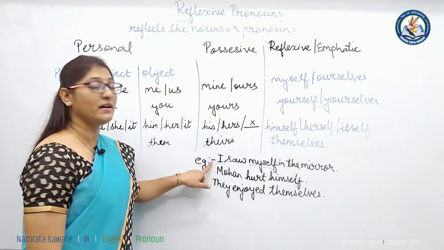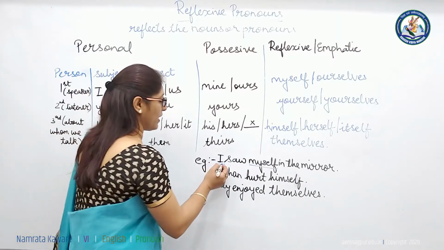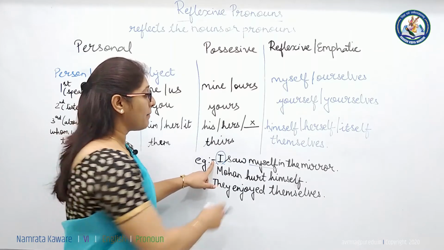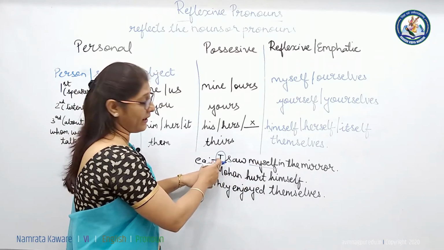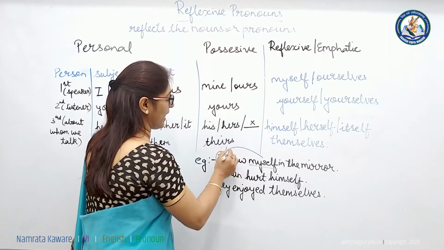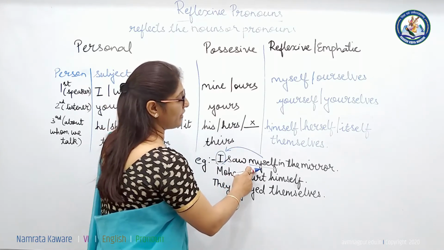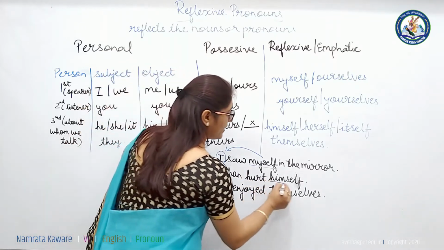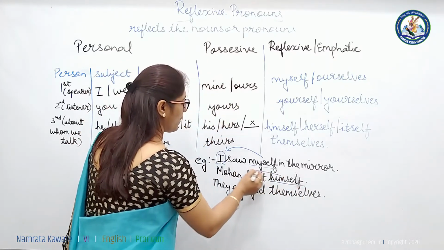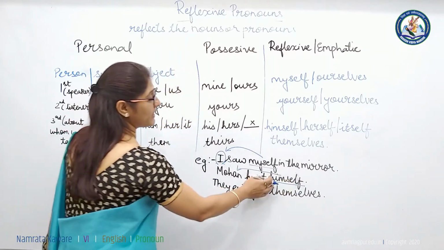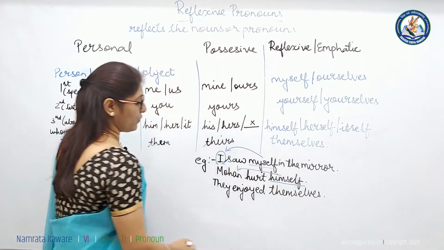As we have studied earlier, I is the personal pronoun, used in the subject's place. Myself is reflecting I. You can see it is written after the verb. So this is a reflexive pronoun. Mohan hurt himself. Here himself is written for Mohan. It is written after the verb.